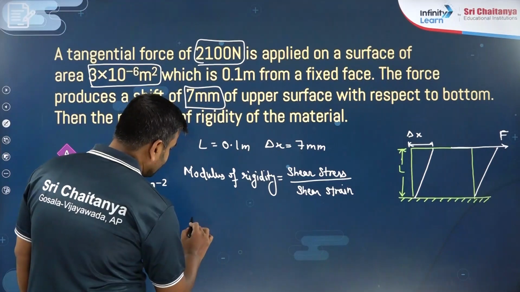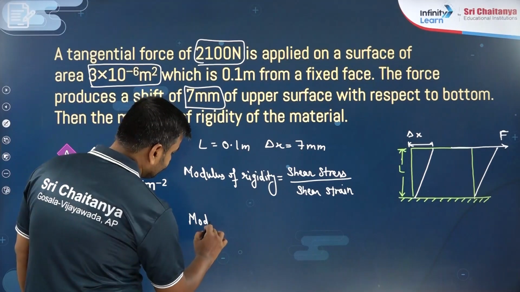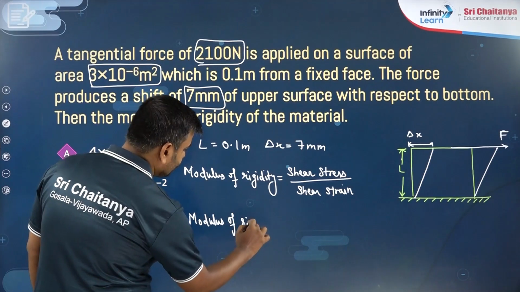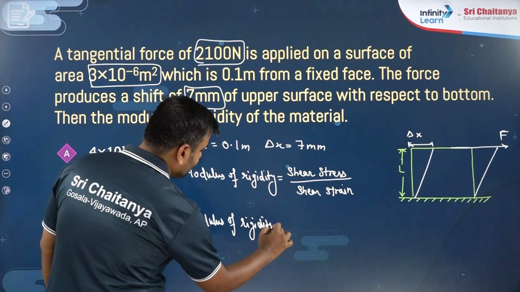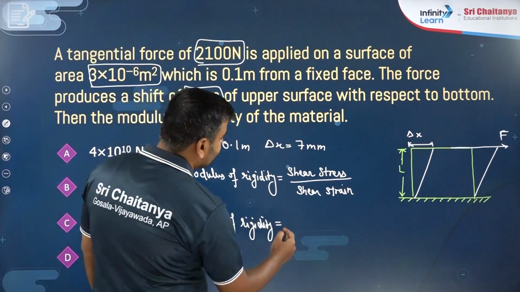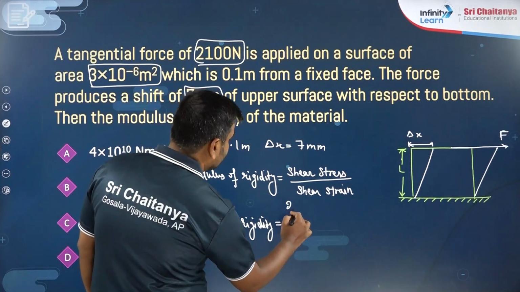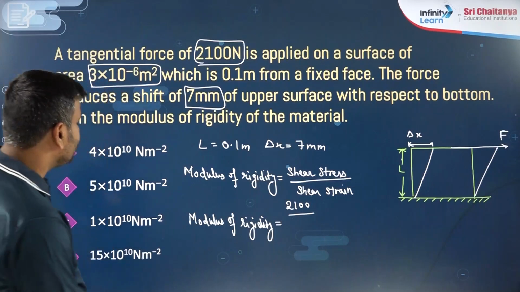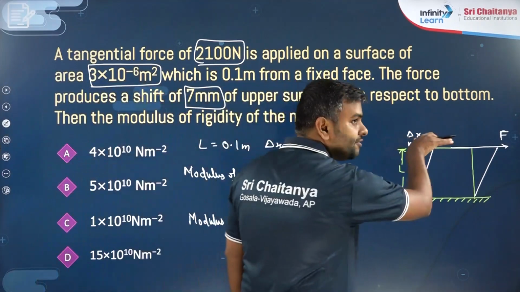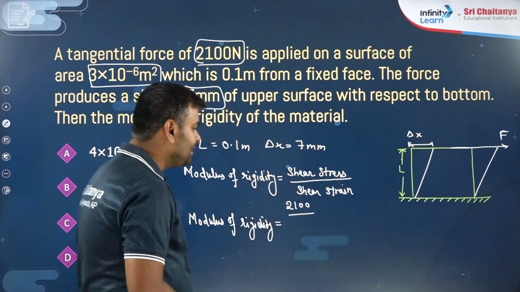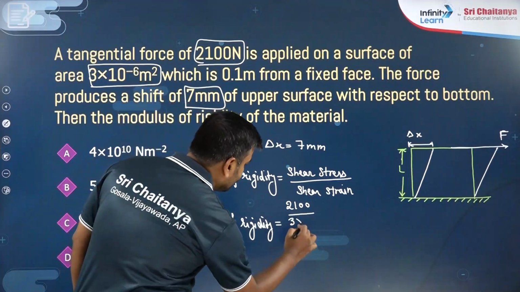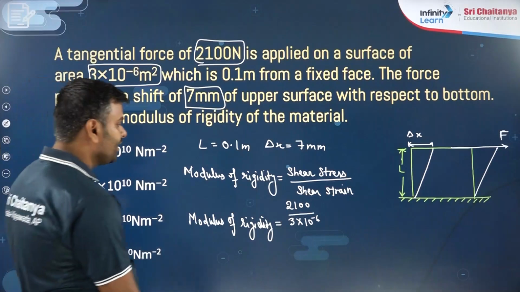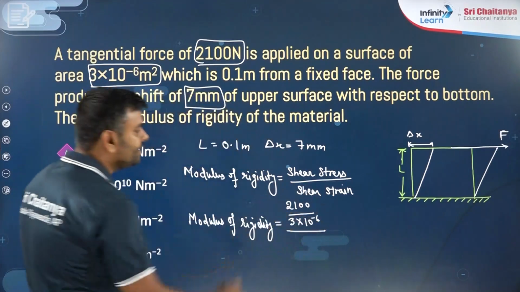So the modulus will be equal to the shear stress value, that force, 2100, divided by the area. What is the area they have given? The area of this upper surface on which the force is acting is 3 into 10 to the power minus 6 meter square. Okay, this whole has to be divided by the shear strain.